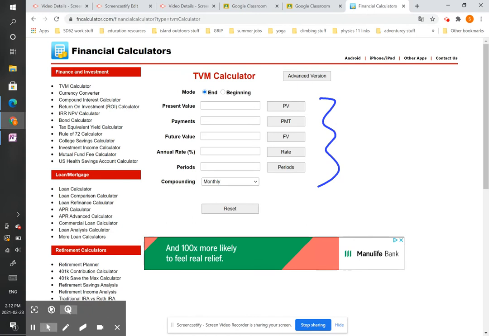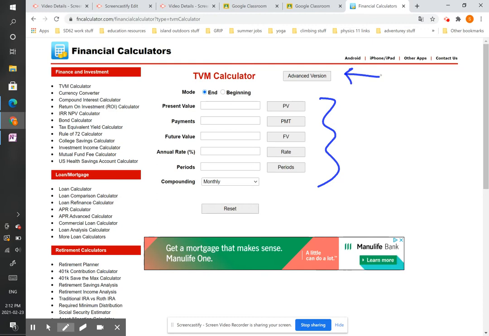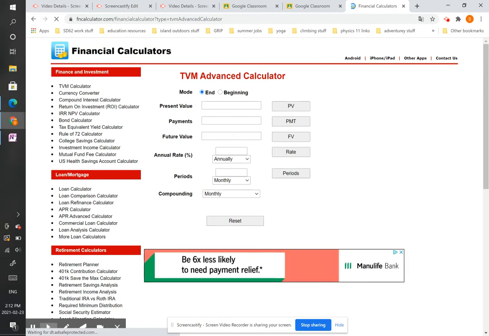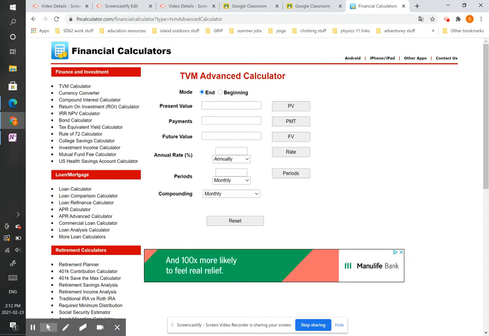Or you could click this advanced version button, which is going to help you, especially later in the unit when we start compounding not annually. So I always use this one. It just makes life a little bit easier. And it's very similar, but it looks very much the same. So we have certain things here: present value, payments, future value, annual rate, periods, and compounding.